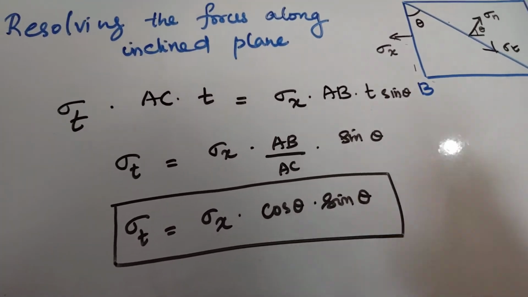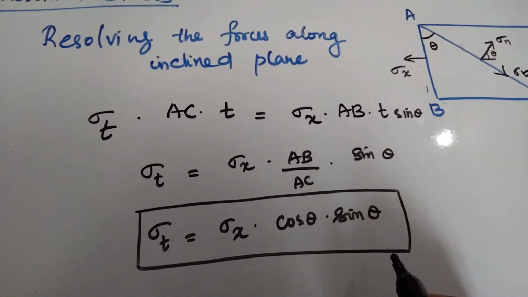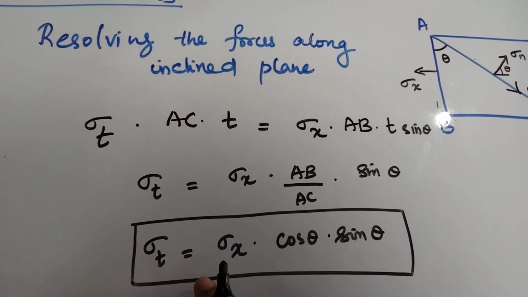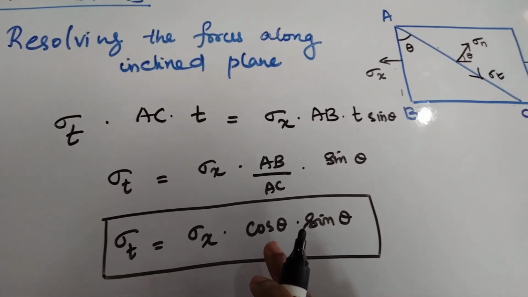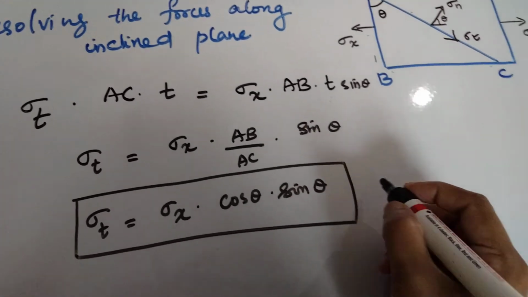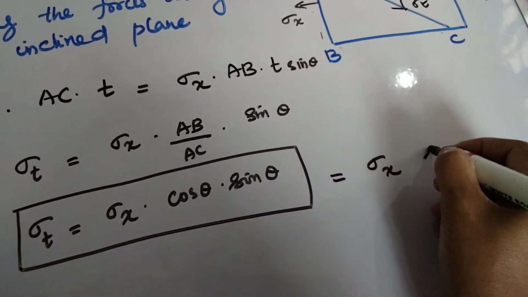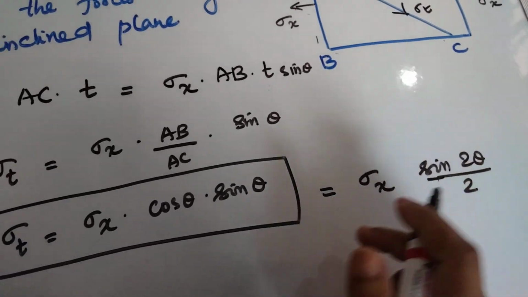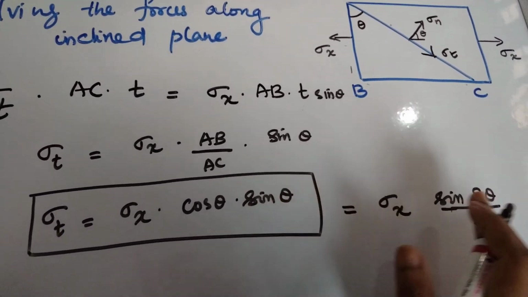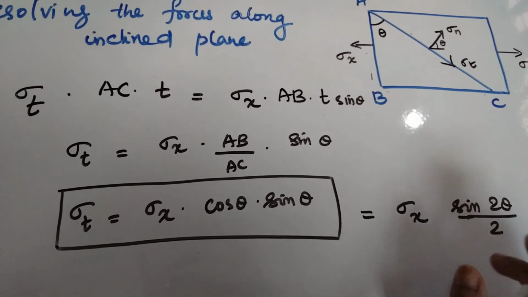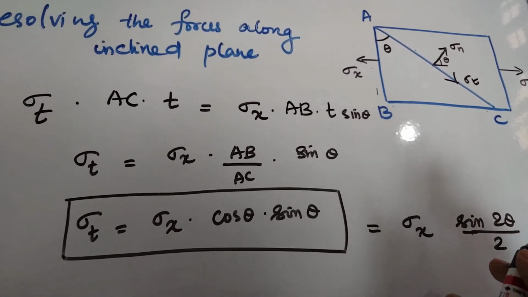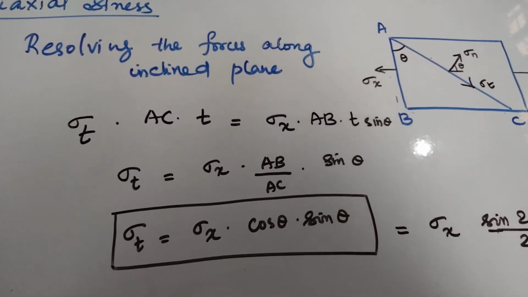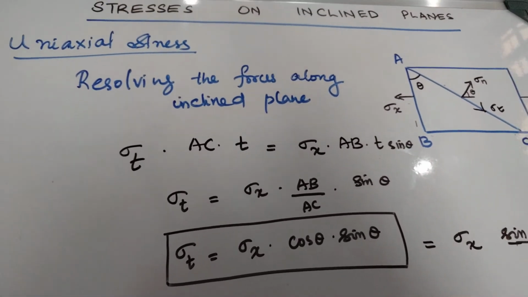This is the expression. The normal component sigma n is equal to sigma x cos square theta, and the tangential component sigma t is equal to sigma x cos theta sin theta, which is also equal to sigma x sin 2 theta by 2, since sin 2 theta is 2 cos theta sin theta. So these are the expressions for tangential and normal stress when the bar is subjected to uniaxial stress sigma x.